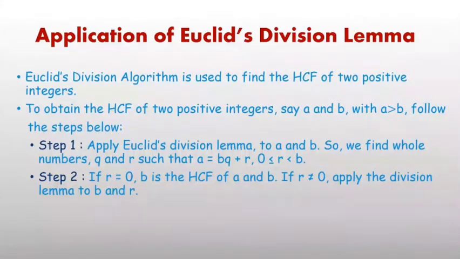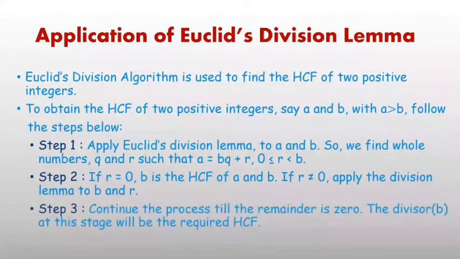But if the remainder is not 0, again apply Euclid's division lemma to b and r, means the divisor and remainder, and continue the process till the remainder is 0. The divisor at this stage, when the remainder is 0, is the HCF of the given numbers. Means if the remainder is 0, at that step the divisor is the HCF of the given numbers.